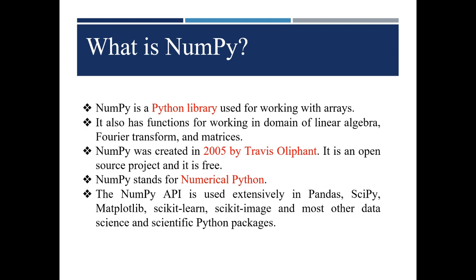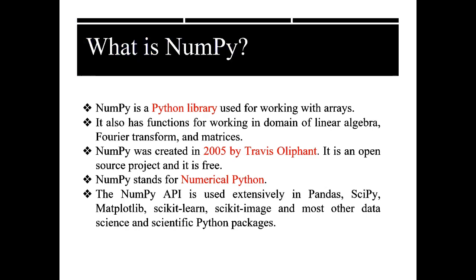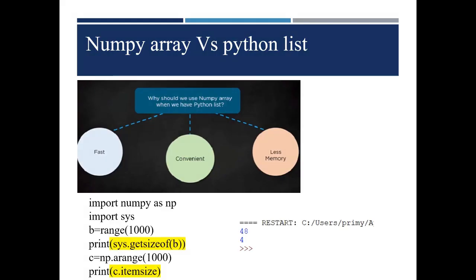The Numpy API is used extensively in Pandas, SciPy, Matplotlib, scikit-learn, scikit-image, and most other data science and scientific Python packages. Why should we use NumPy array when we have Python list? Because it is faster, convenient, and uses less memory.